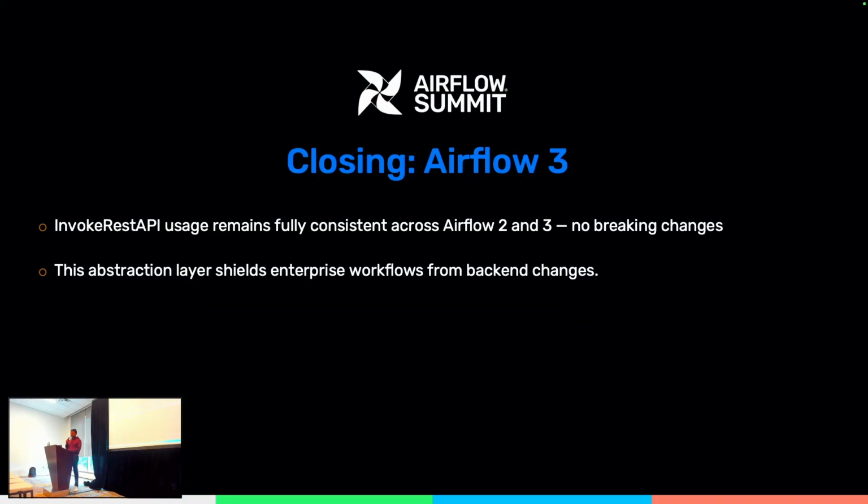So that's that. I just want to close on Airflow 3. There were a lot of architectural changes in Airflow 3, including the web server, which is now the API server. One of the very obvious changes was that the REST API migrated from V1 to V2. The beauty of InvokeRestApi is that as a user, you don't have to care about it, right? The path remains the same. It works seamlessly with Airflow 2 as it works with Airflow 3. So it hides all the implementation and architectural changes which are happening in the actual web server.